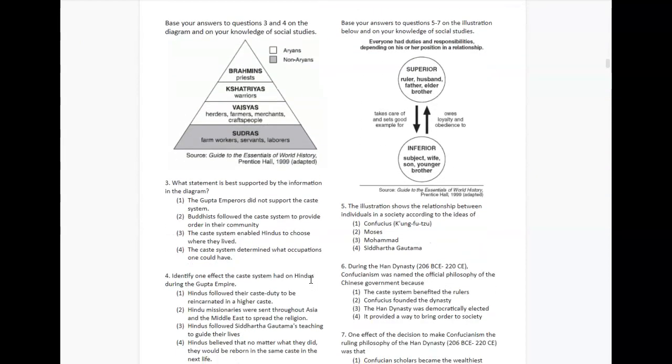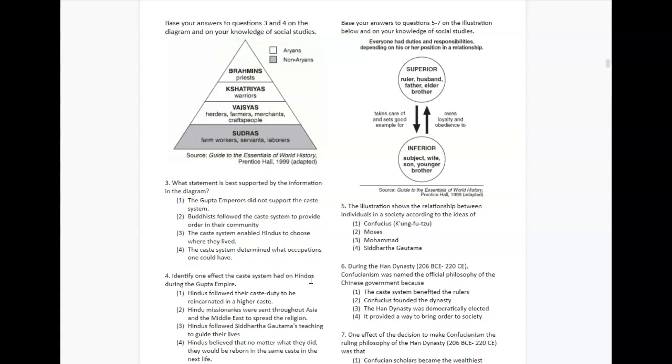Questions 3 and 4 are based on this diagram below. So you have a pyramid, and it says Brahmins, priests on top, Kshatriyas, or warriors, Vaisyas, or herders, farmers, merchants, and craftspeople. And then on the bottom you have Sudras, that's farm workers, servants, laborers. So what statement is best supported by the information in this diagram?